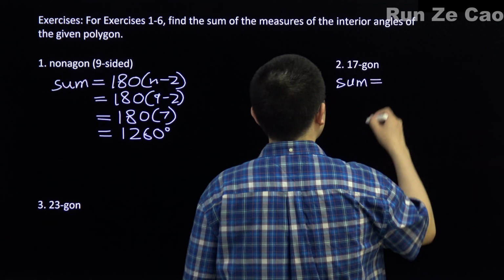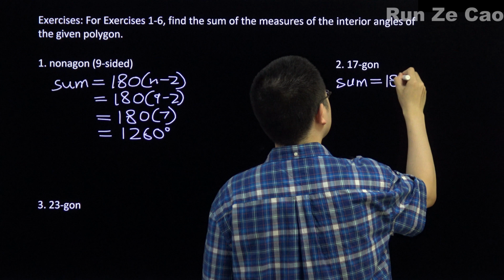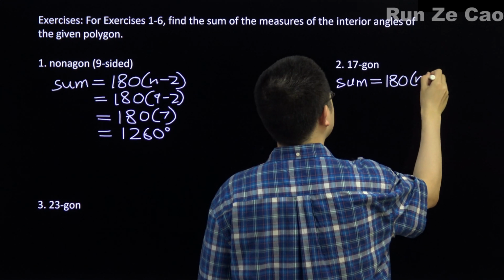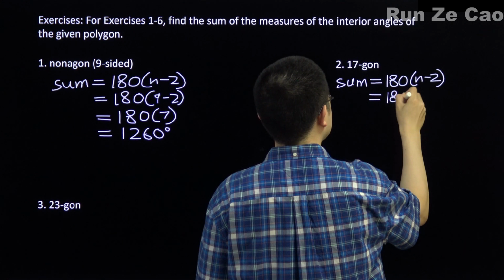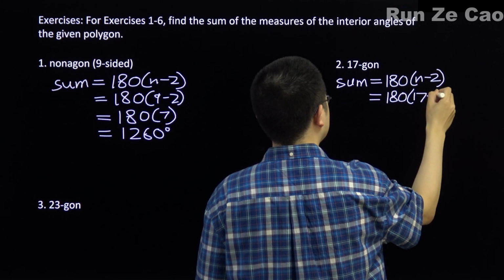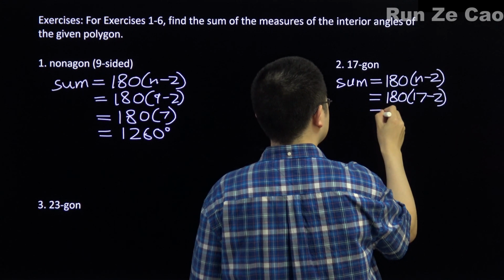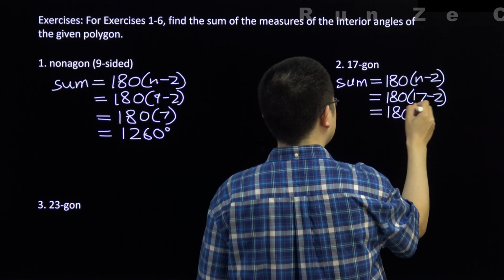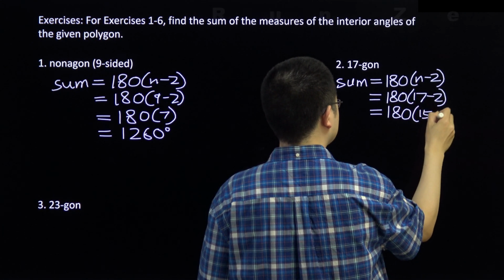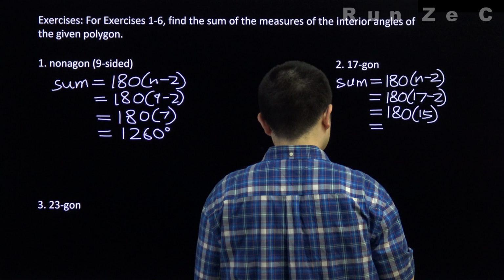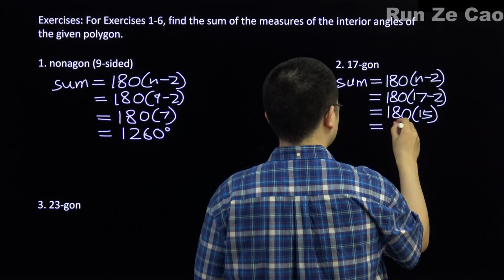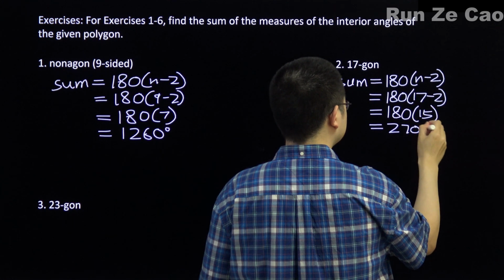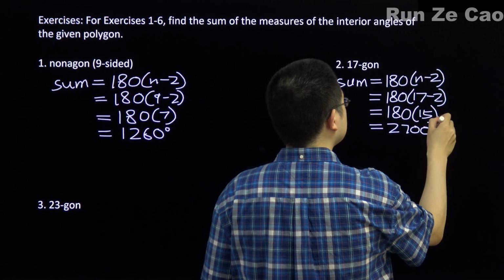So the sum is 180 times n minus 2. So 180 times 17 minus 2. So 180 times 15, which is going to give us 2,700 degrees.